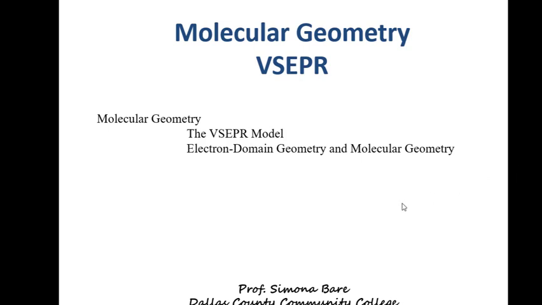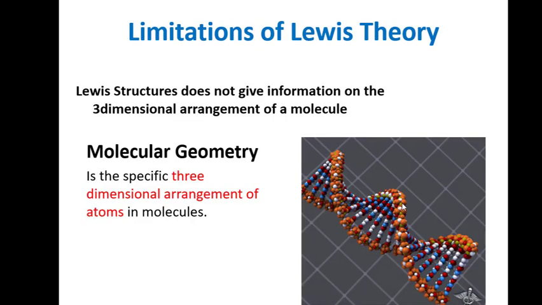Hello, the video today is about molecular geometry and VSEPR theory, which stands for valence shell electron pair repulsion. We are going to talk about the limitations of Lewis theories first and why we need a different theory.